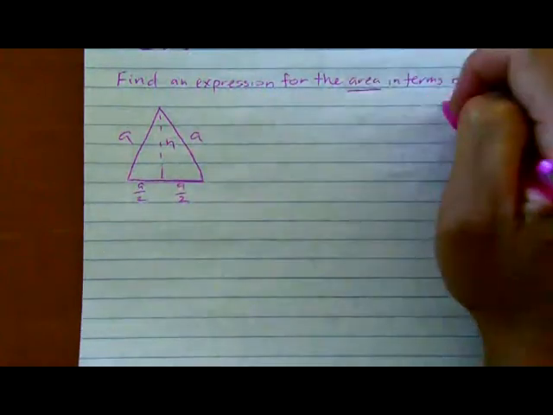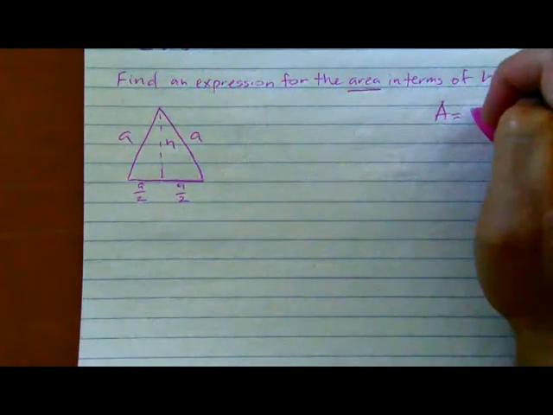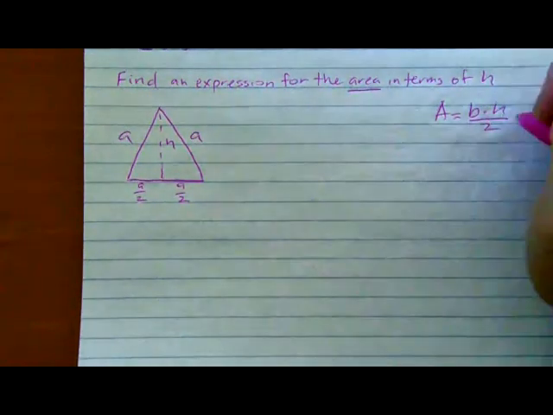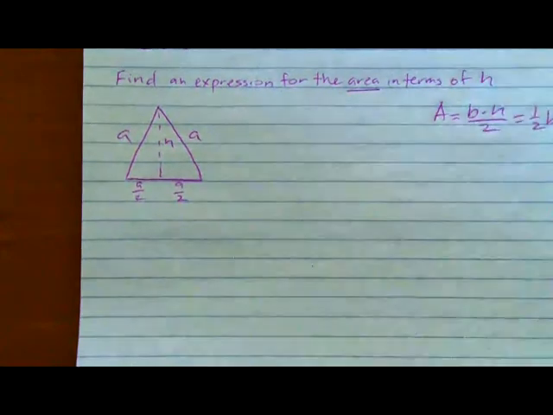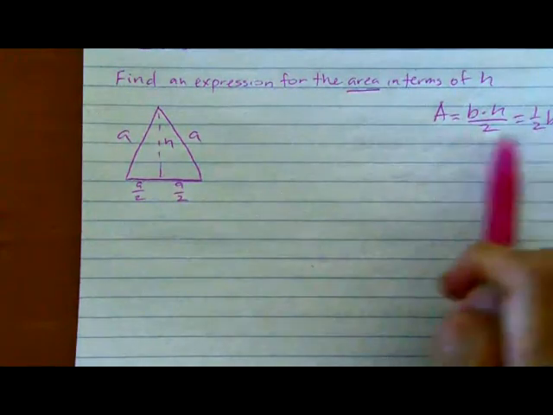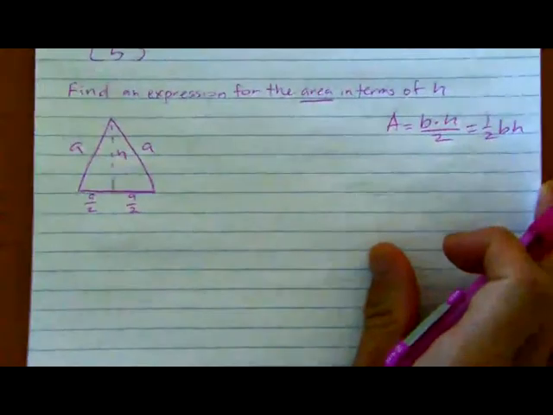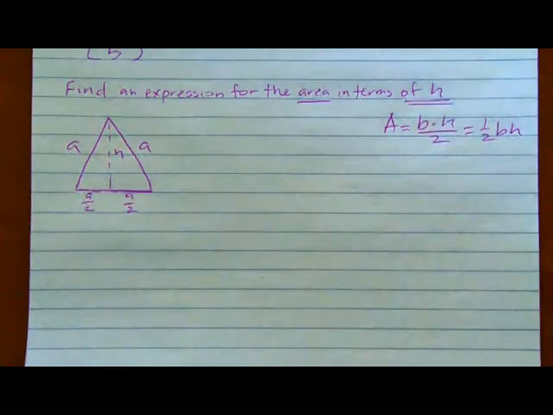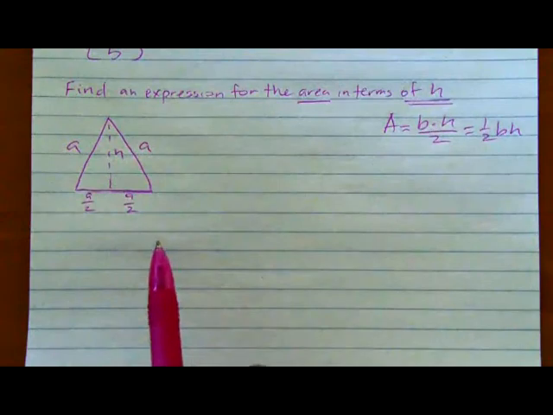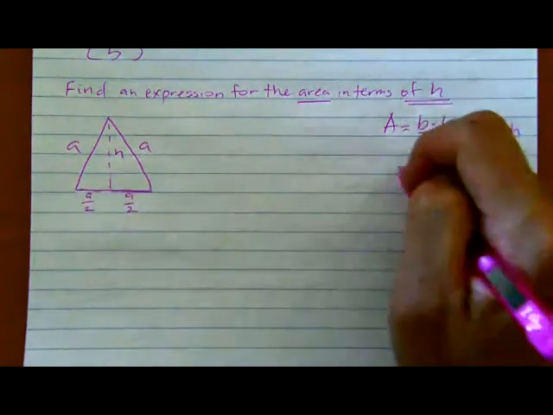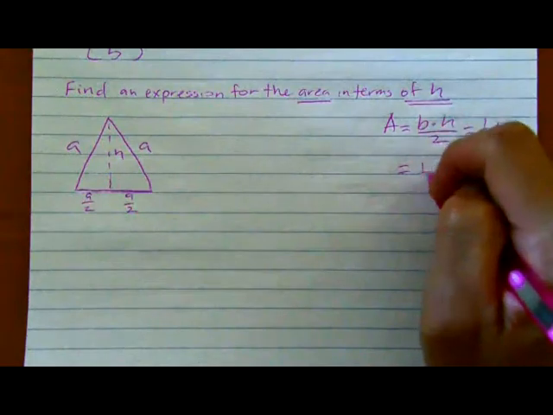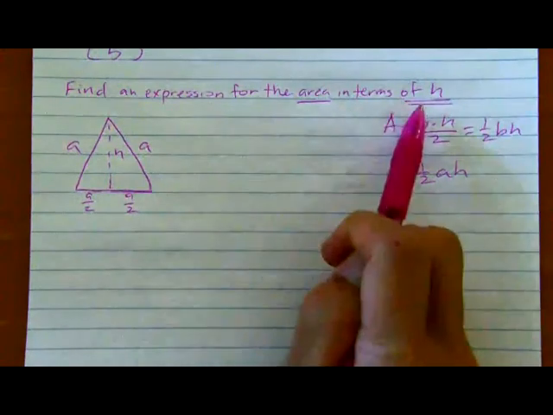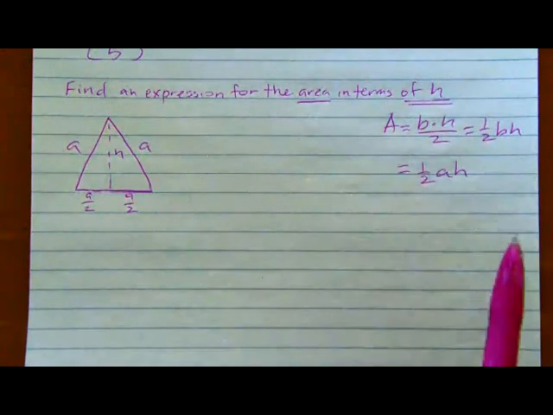Okay, so area of a triangle equals base times height divided by 2, or 1/2 base times height. Okay, so we have a formula already. Problem is, it can only have H. It has a B there. So we need to figure the base. Okay, the base is A. So 1/2 AH. Okay, so we have a formula, but it needs to be in terms of H and only H. That means we have to somehow get rid of this A.